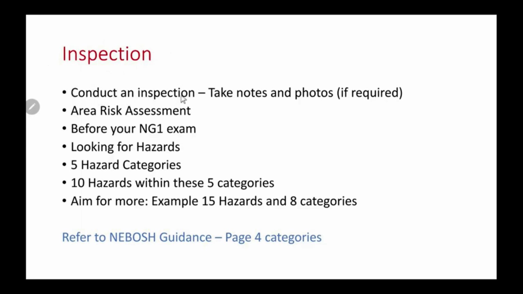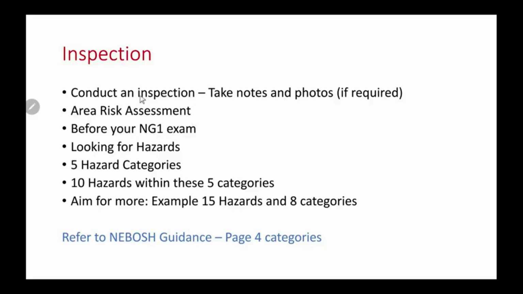What I would suggest is you conduct an area risk assessment, so basically inspect an area of a workplace. If you have a very large workplace, it could take you days to inspect the whole place, so break it down into smaller sections. Maybe do a risk assessment covering the car park, the welfare facilities, and one of the offices. If you don't find the required number of hazards, then you can increase the area that you inspect. As I say, you can do this before your NG1 unit.